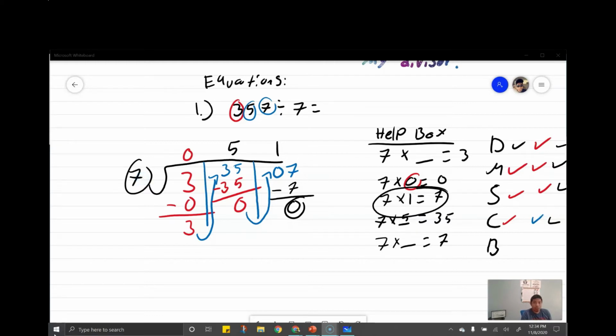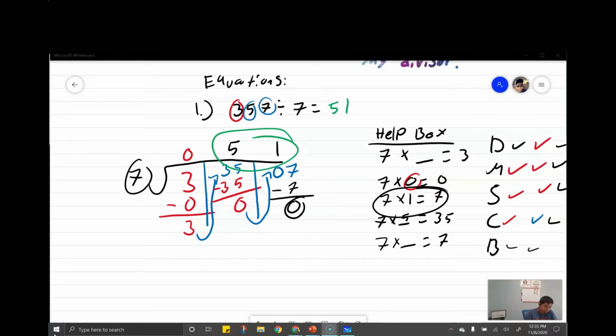Bring it down. We're not doing it the traditional way, so that's why there's nothing to bring down. Instead, I'm kind of bringing it over, okay? So we brought it over. Alright, so my quotient is what? 51. Good. Okay, so that's one way to do it.